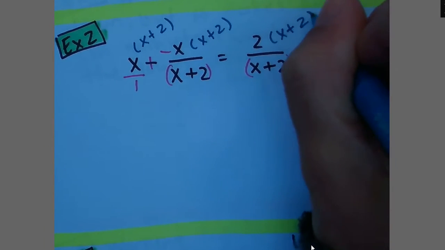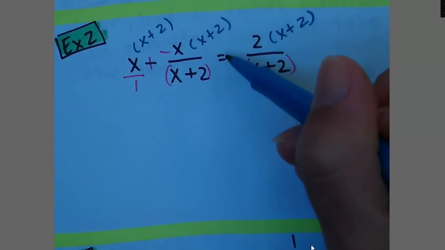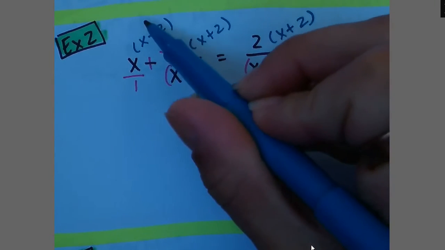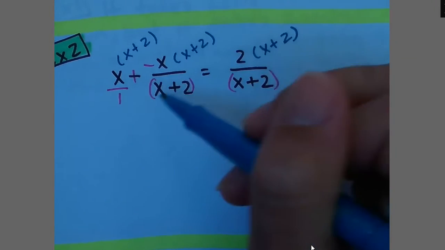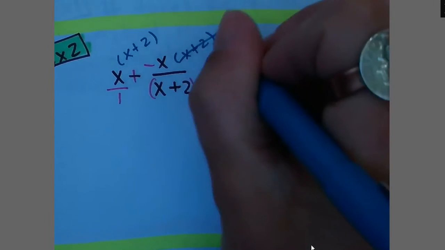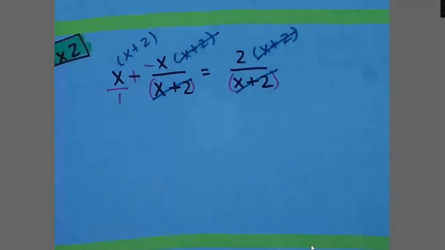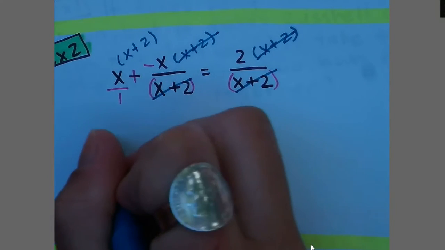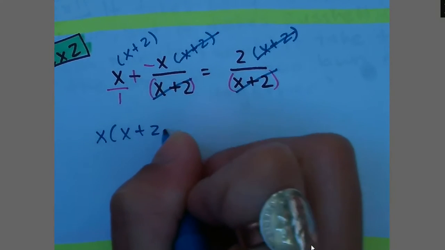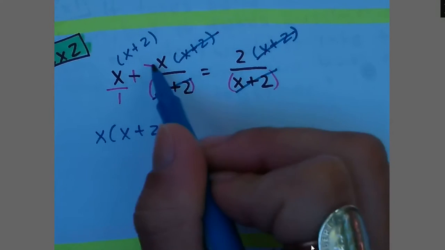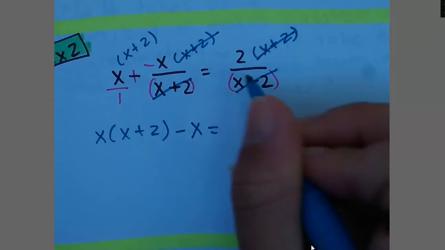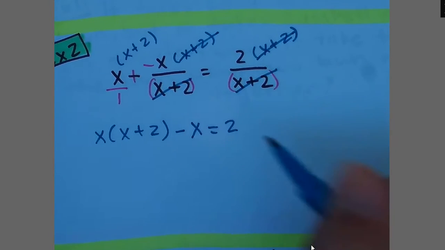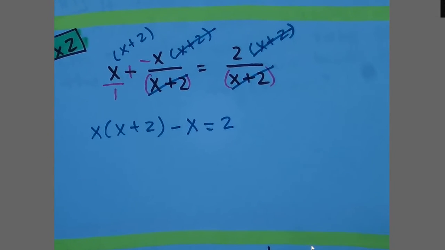You can only do this because of the equal sign. That's the only reason you can do this, because this is essentially doing nothing to my problem. Okay, so now I'm going to cancel out the ones that have x plus 2. All right, so now I have x times x plus 2 minus or plus negative x minus x equals 2. Look how easy this problem just became.